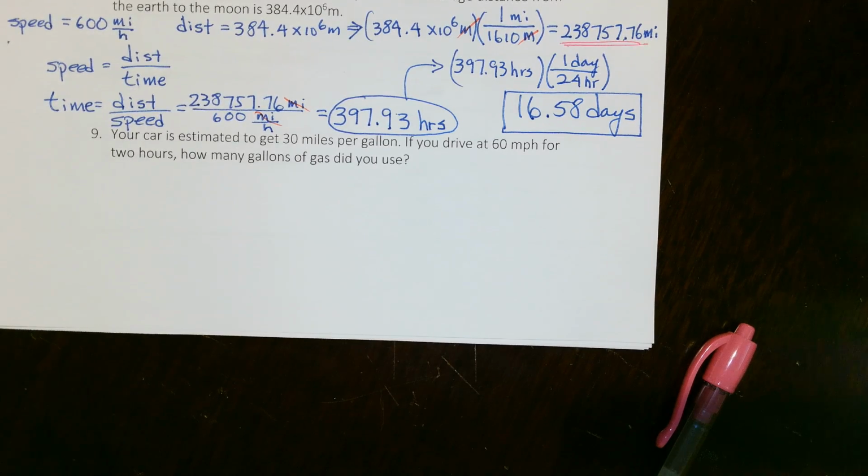Your car is estimated to get 30 miles per gallon. If you drive at 60 miles per hour for 2 hours, how many gallons of gas did you use? It sounds like a pretty simple problem, but when you try to work it out, you're like, how do I even work this thing out? Well, let's understand what that 30 miles per gallon rate is, right? 30 miles per gallon means every 30 miles you drive, you will be spending 1 gallon of fuel, right?